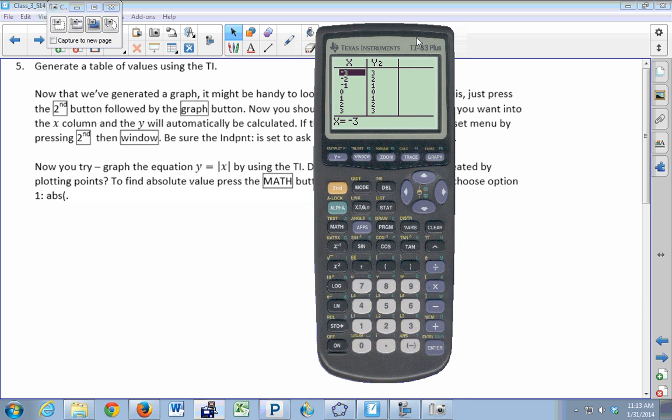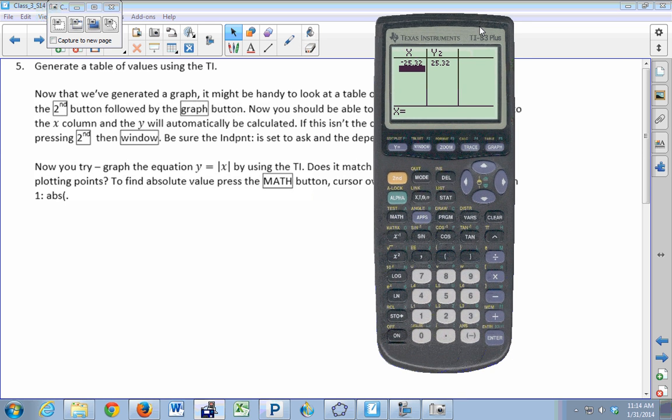Any questions on that at all? If you want, again, to look for a very specific answer in your window, the key is changing that auto to ask. And then you can ask it to find the absolute value for any X value. So now I could say -25.32, and there's the answer for -25.32. So that's the difference between the ask button and the auto button. Any questions on that? Okay.